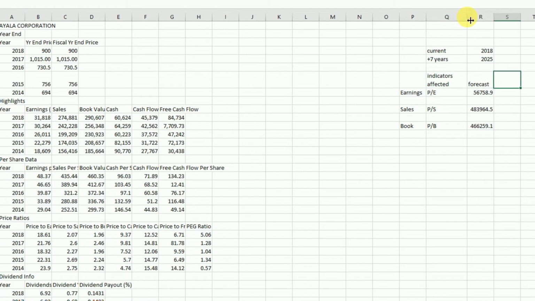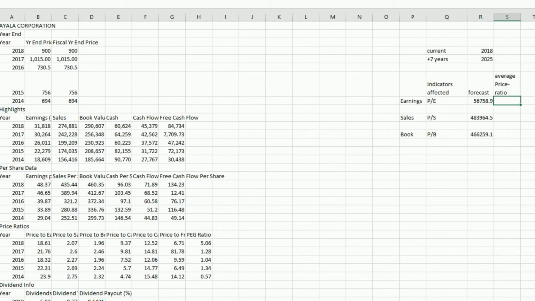Now what we want is the average PE, average price ratio. So why are we doing that? Because later on we're going to project what will be the price. So what is the average price ratio? Is it here? So it is actually here. Price to earnings is here. Price to sales, price to book. We have a 5-year average at least. So let's make use of that.